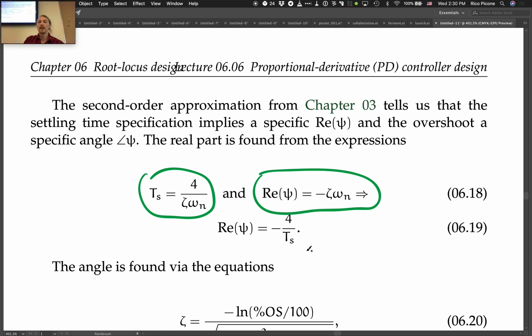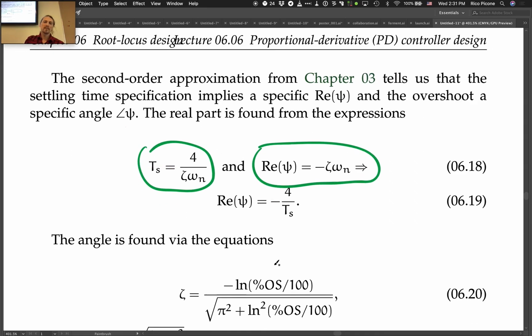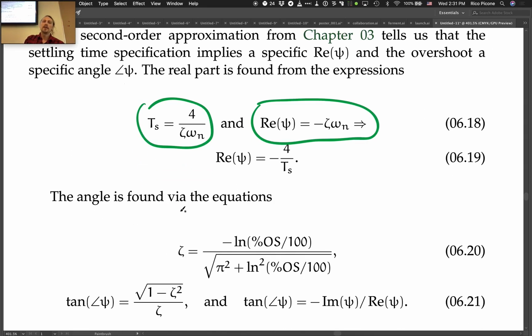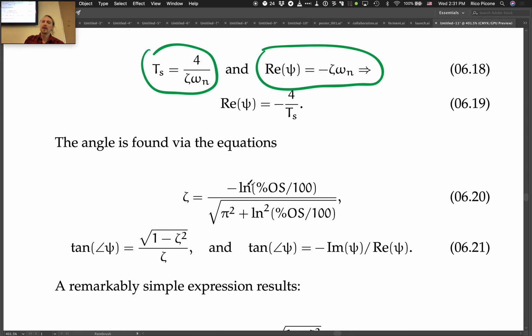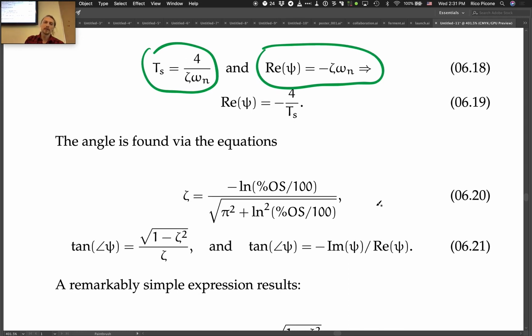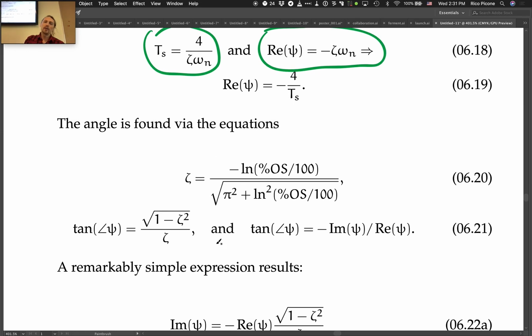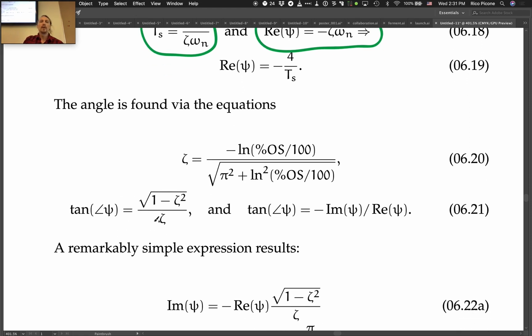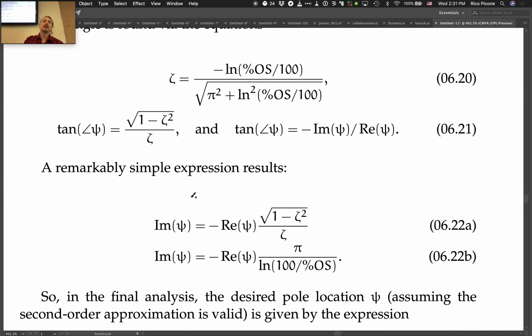That tells you what the real part of your desired closed loop pole location, your test point, should be. Okay. The angle is found via these equations. So the damping ratio is related to the percent overshoot. This was given in chapter 3. And this was given as one of the geometric interpretations. And so what we can do is use these geometric relationships here to solve for the imaginary part of psi, okay? Which we need to know too.